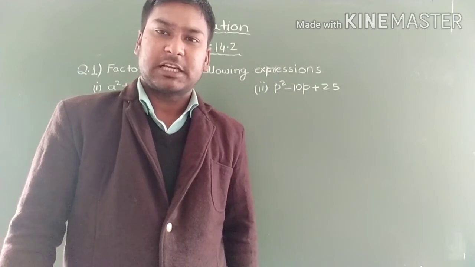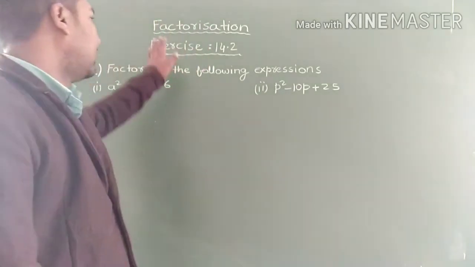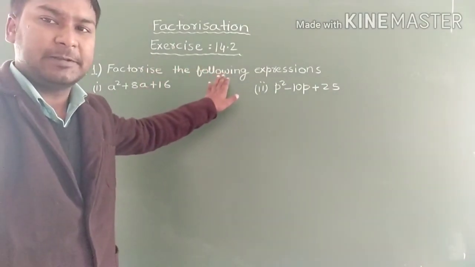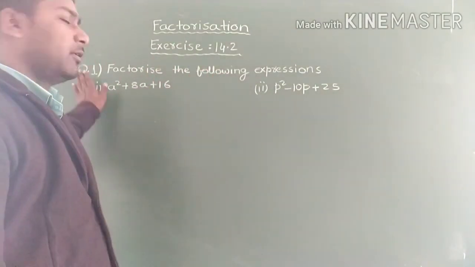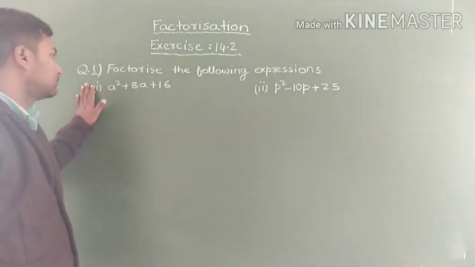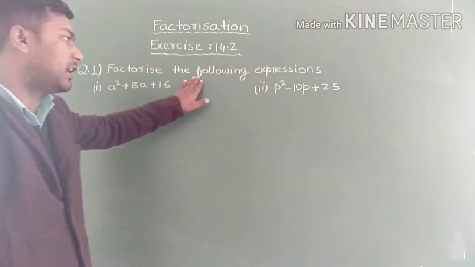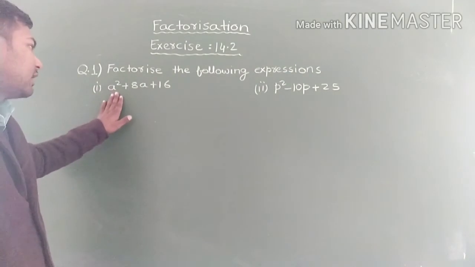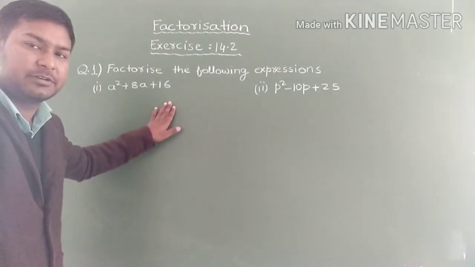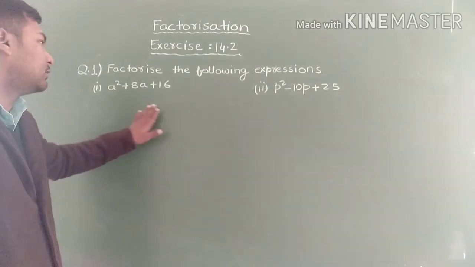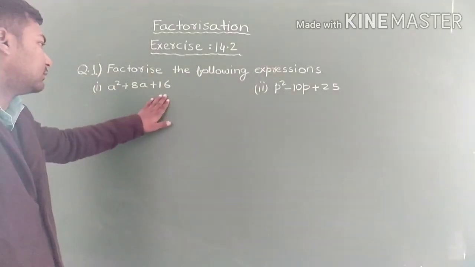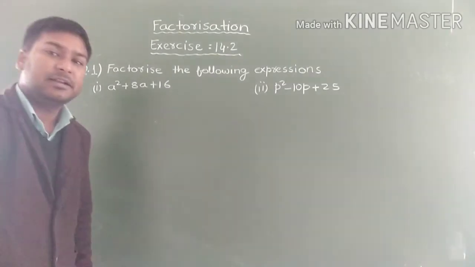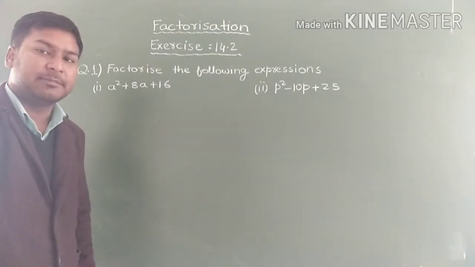Today we are going to explain factorization, that is exercise 14.2 from NCERT and question number 1. Factorize the following expressions. First, that is given a square plus 8a plus 16. Okay, so in this question we are going to apply the middle term splitting method.